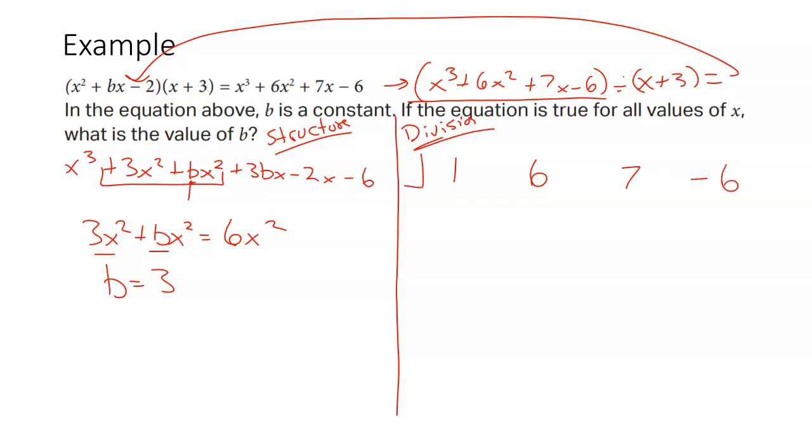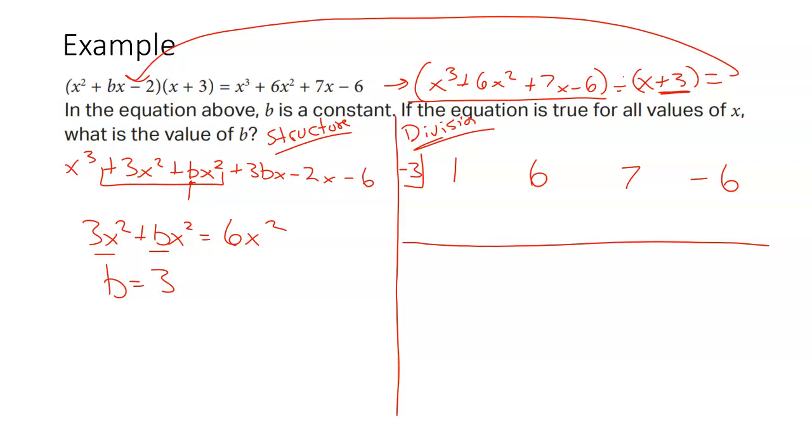And then what I need to do is take my divisor and look at this plus 3, and change the sign. That's going to go in this box. Okay? Negative 3. All right? Change the sign. If it was positive, make it negative. If it was negative, make it positive.